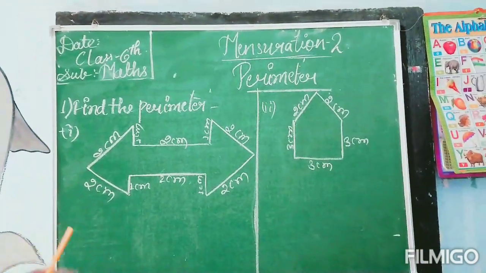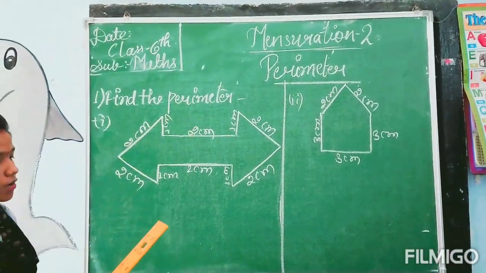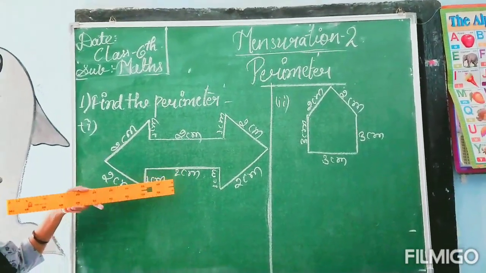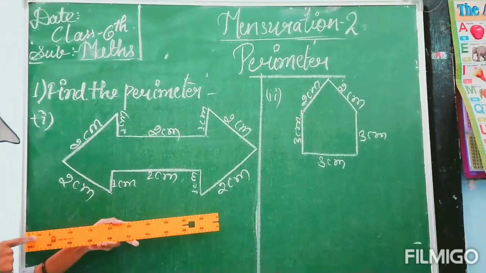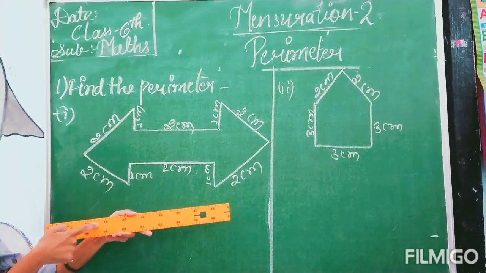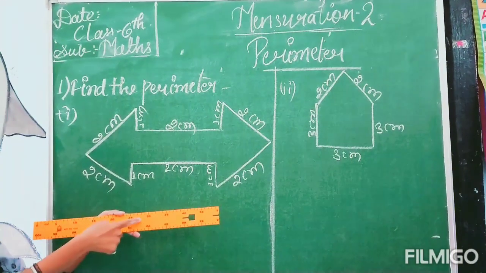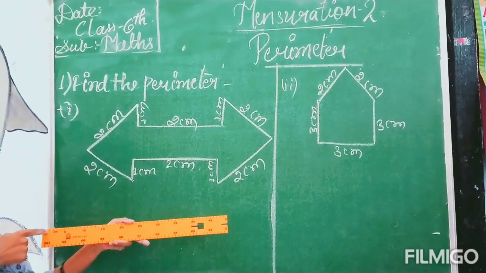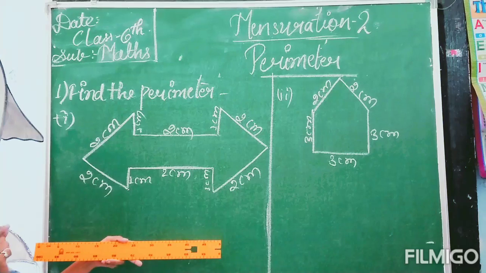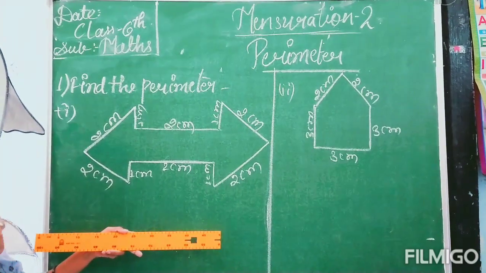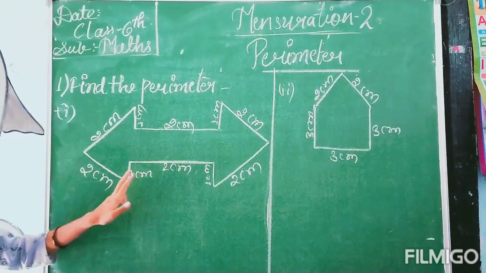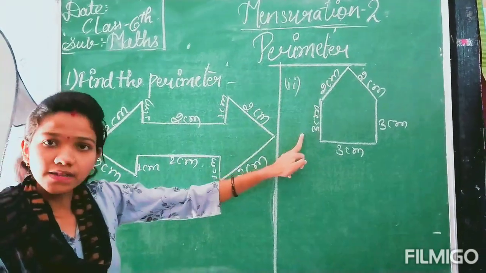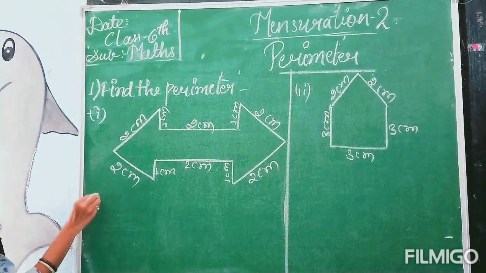In this question, find the perimeter. With the help of a scale, you can measure the numbers 2 centimeter, 1 centimeter. I have marks of 5, 10, 15, 20, 25, 30, but your scale can measure a distance of about 5 centimeter. So please draw the lines carefully. First part: 2 centimeter, 1 centimeter. In the second part: 2 centimeter and 3 centimeter. Find the perimeter.